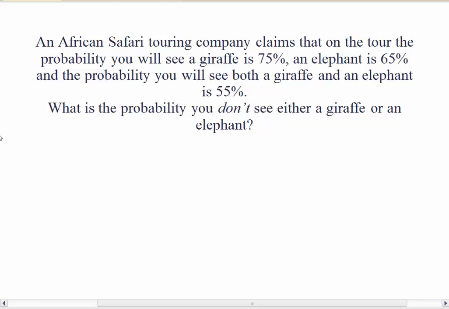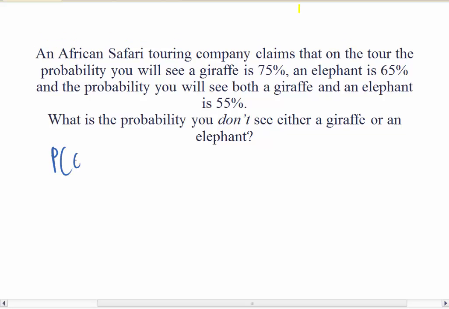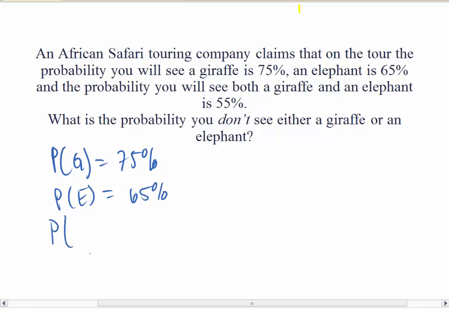Suppose an African safari touring company claims that on the tour, the probability you see a giraffe is 75%. So the probability of seeing a giraffe is equal to 75%. The probability of seeing an elephant is equal to 65%. And the probability that you see both a giraffe and an elephant, so this is the intersection, giraffe and elephant, is equal to 55%. What is the probability you don't see either a giraffe or an elephant?